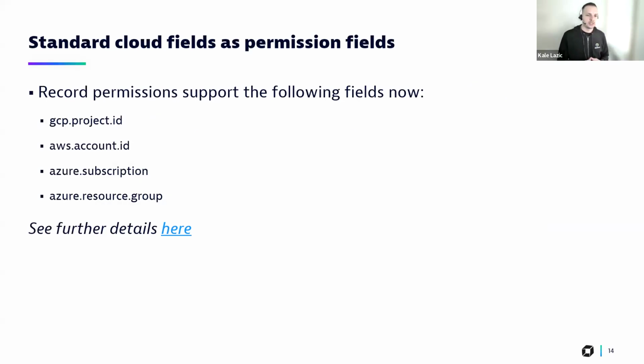Then last but not least, in the platform section, we have additional cloud fields as permission fields. And those help you to define the record level permission for Grail that your users have access to based on those 4 dimensions: GCP, AWS, Azure dimensions that relate to the data being ingested into Grail.